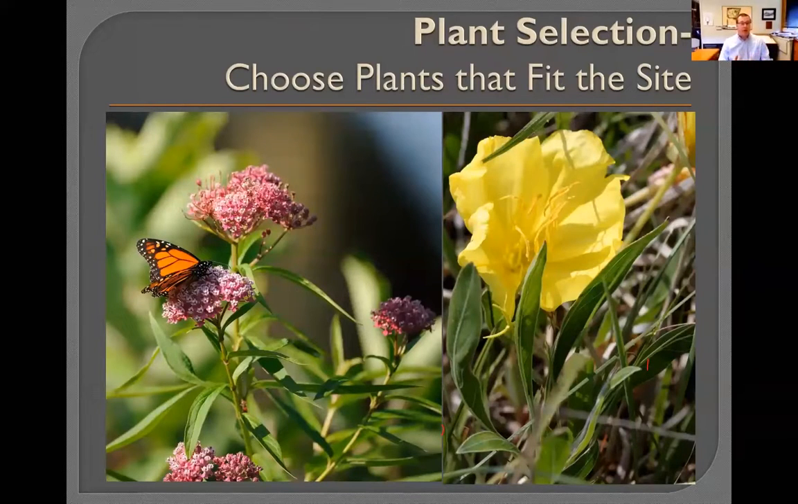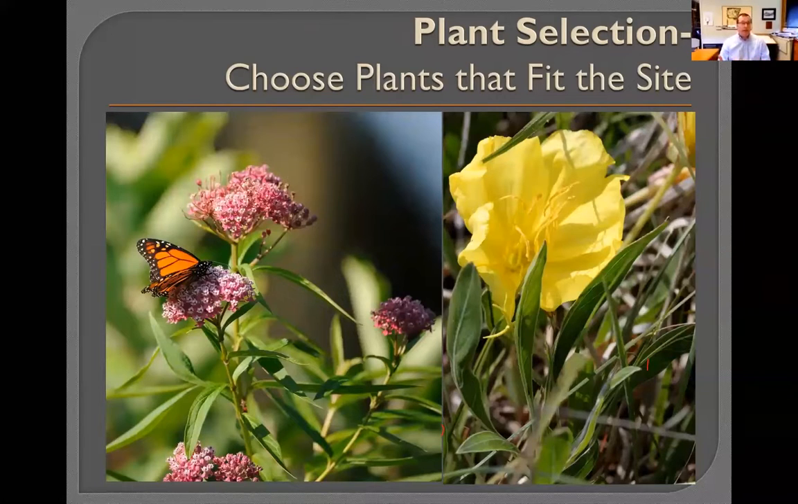So on the left here, we have swamp milkweed. Beautiful plant blooming right now in the Arboretum. Pollinators like it. Monarchs utilize it as they're migrating back to the south to Mexico. But it likes, as the name says, wet areas. On the right here is Missouri evening primrose. You see this growing in rocky hillsides, exposed, can take full sun, wind, very drought tolerant plant.